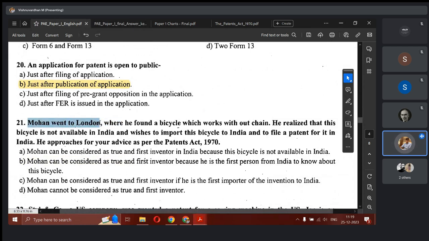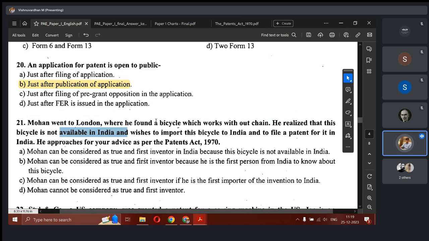So Mohan went to London where he found a bicycle which works without a chain. Understand this properly, okay? Because this comes here, we talk about the exemptions to anticipation. He realized that this bicycle is not available in India and wishes to import this bicycle to India and to file a patent for it in India. He approaches for your advice as per the Patents Act 1970.